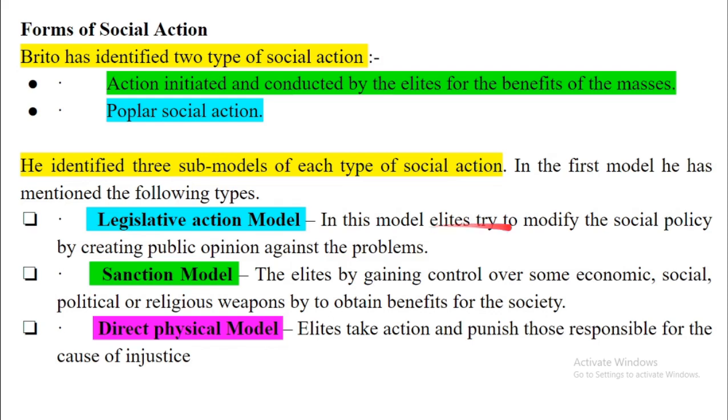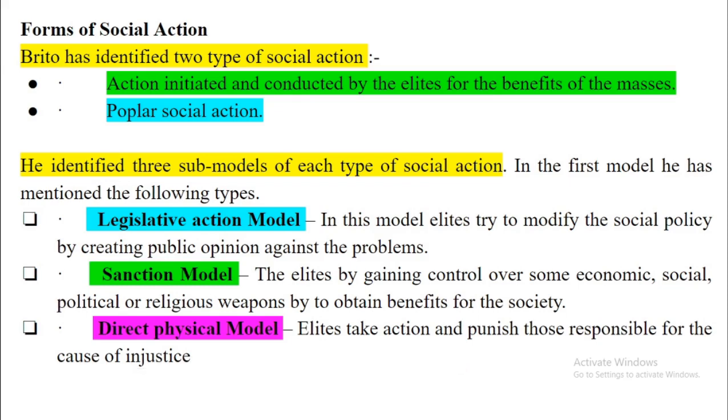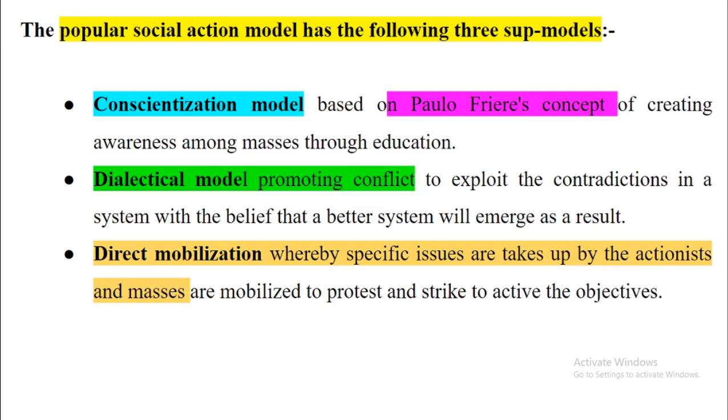Now the sanction model: the elite gain control over some economic, social, political, or religious weapons to obtain benefit for the society. So in the sanction model, they try to control some social, economic, political, and religious weapons to obtain the benefit of the larger society. Now the direct physical model takes action and punishes those responsible for the cause of injustice. In this sub model, they want to punish the people who create injustice or who are the cause of social injustice.